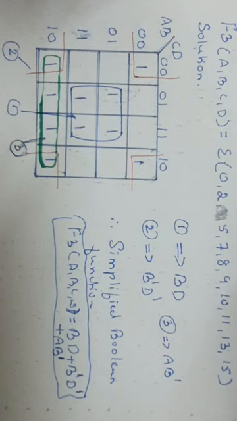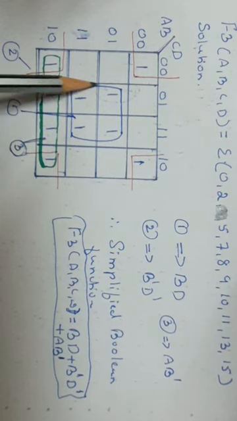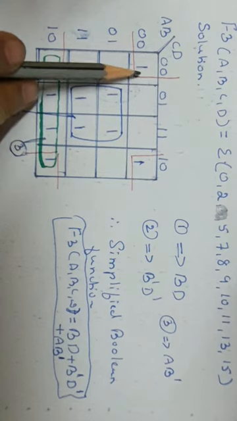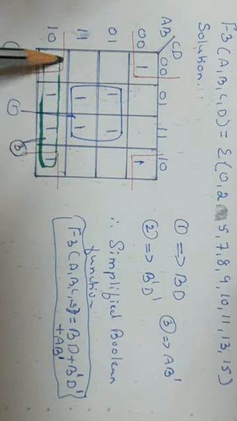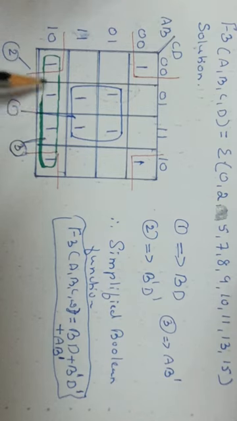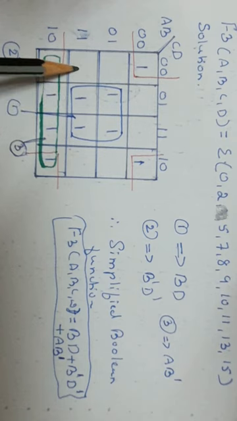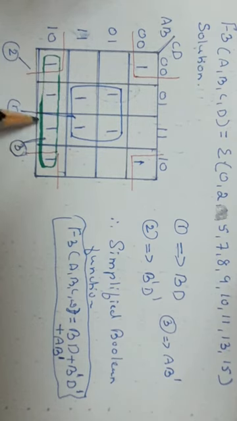So after filling 1s, we'll have to group the 1s. With the minimum number of groups, we'll have to cover all 1s here. Nowhere is a group of 16 possible because all 16 are not 1. Then nowhere is an octet, a group of 8, possible, because these 2 here have no 1. So nowhere is an octet possible.